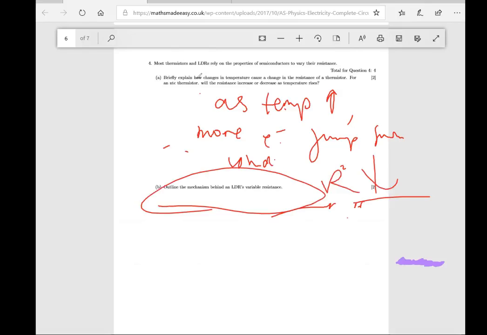Outline the mechanism behind an LDR's variable resistance. Also write the relation in brackets. Okay, so the teacher will get it. Resistance has an inverse relation, I know. I equals V over R. Actually, write the answer properly, so that you will get a good mark. Outline the mechanism behind an LDR variable resistor.